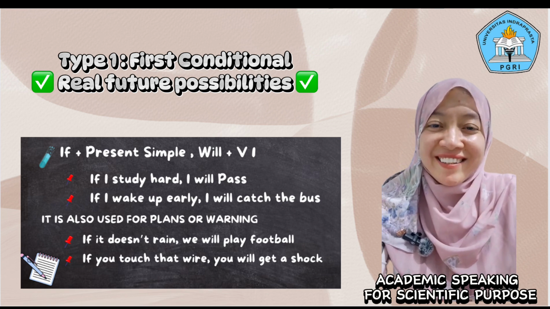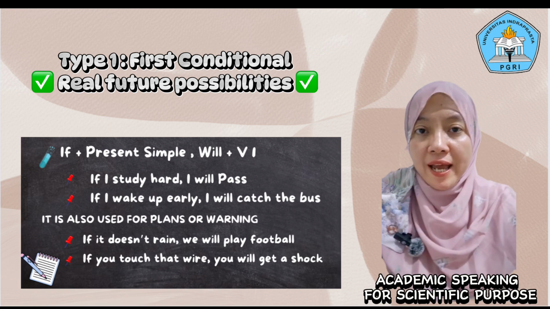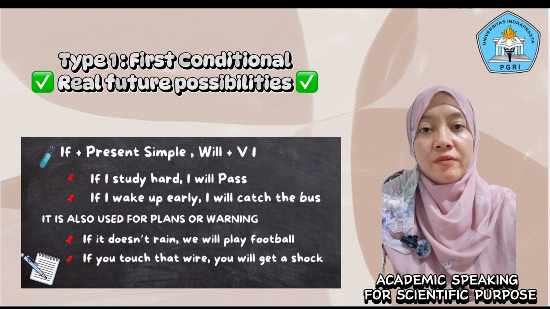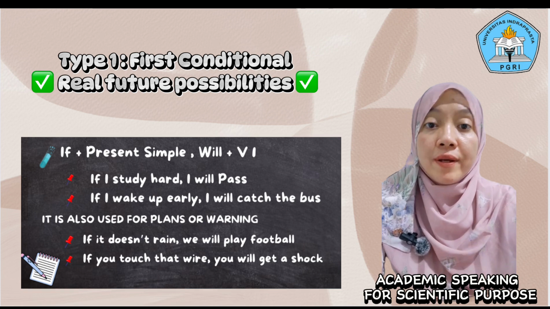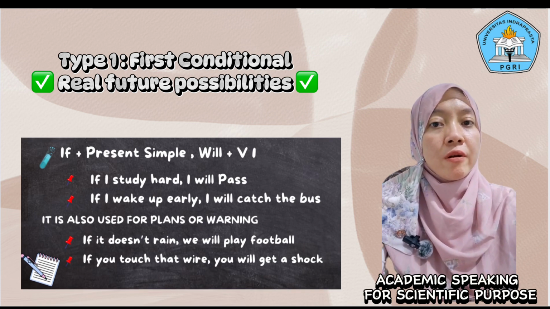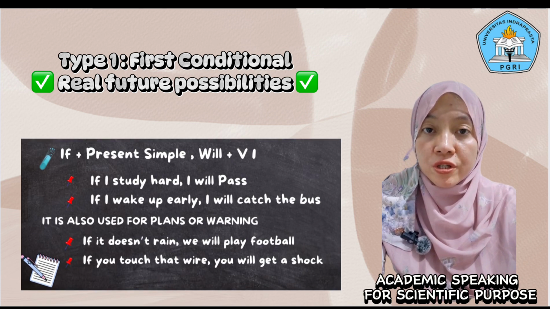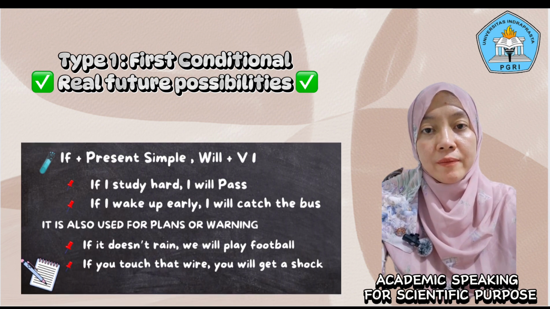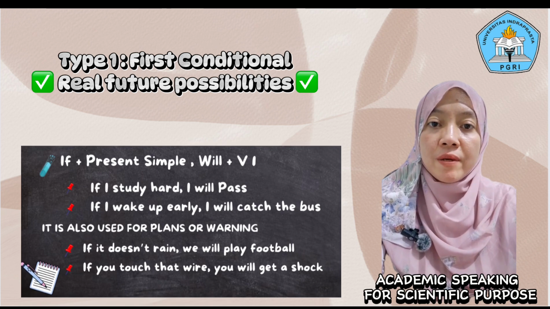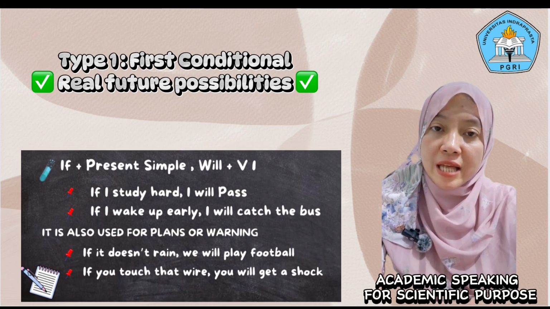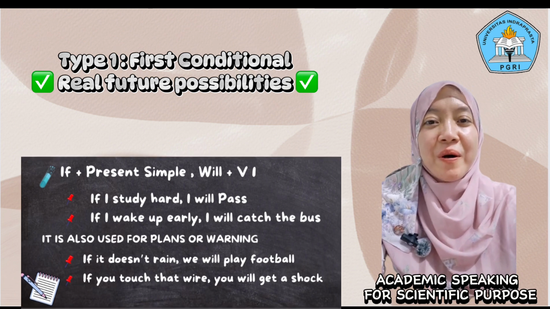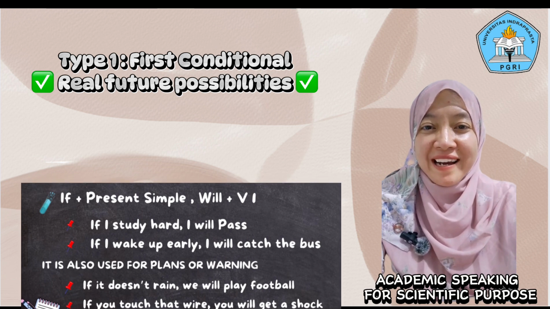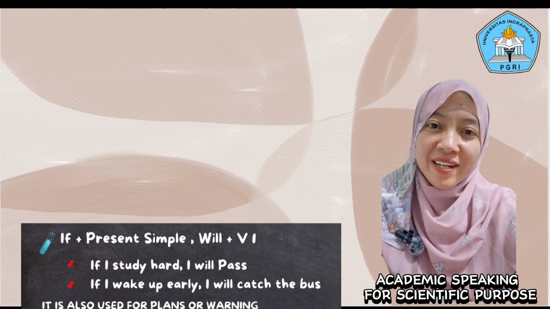It makes sense, right? We also use it for plans or warnings. If it doesn't rain, we will play football. Or if you touch that wire, you will get a shock. And so remember, first conditional is about the future, but only when it's something realistic or likely to happen. We use it all the time in daily conversation. For example, if I don't eat now, I'll be hungry later. So simple and so relatable, right? Now, are you ready for the next one? Let's go.